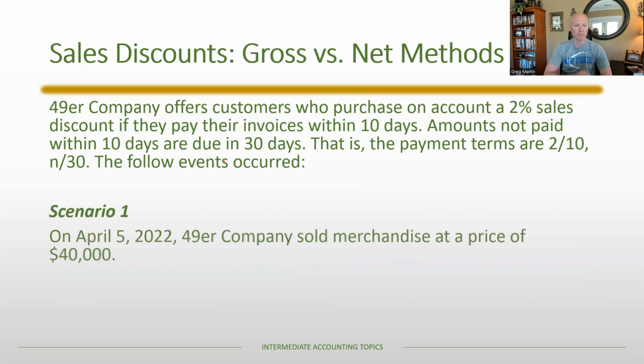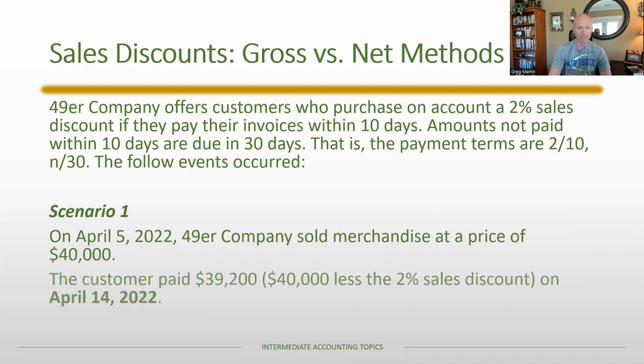So in scenario one, on April 5th, 2022, 49er Company sold merchandise at a price of $40,000. And then the customer paid $39,200, which is a 2% discount, on April 14th, 2022. So you can see they're within the 10 days, and so they're able to take the discount. And so that's why they only paid $39,200. Had they been outside the 10 days, they'd have had to pay the full $40,000.